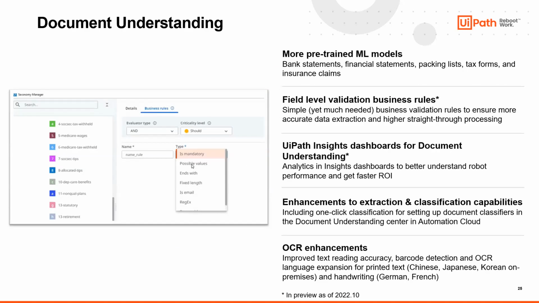And document understanding. So we're continuing, with the reinfer and everything, to push in the AI ML space. One of the things we're doing is adding more pre-trained machine learning models to do some of the data extraction. So we've added some financial statements, things like packing lists, tax forms, different insurance claims. And as part of that too, we're starting to build out some solution accelerators for different types of document understanding models for different industries.